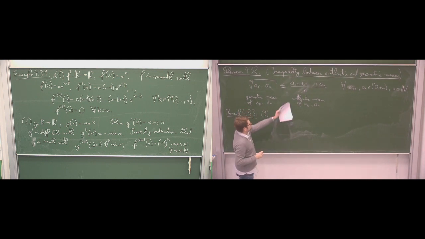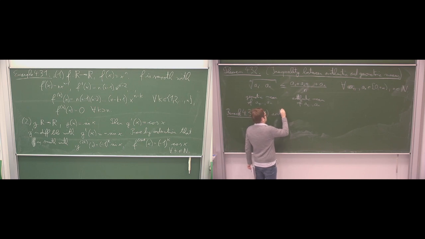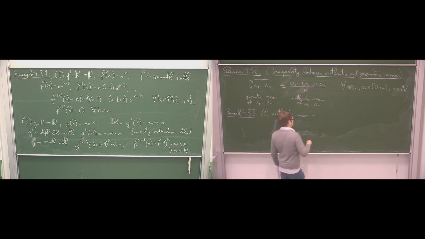If we take a look at the right-hand side, this is actually not that complicated. The arithmetic mean is the number that we usually take when we want to discuss the average of some numbers. We just add them all up and then divide by the number of summands.